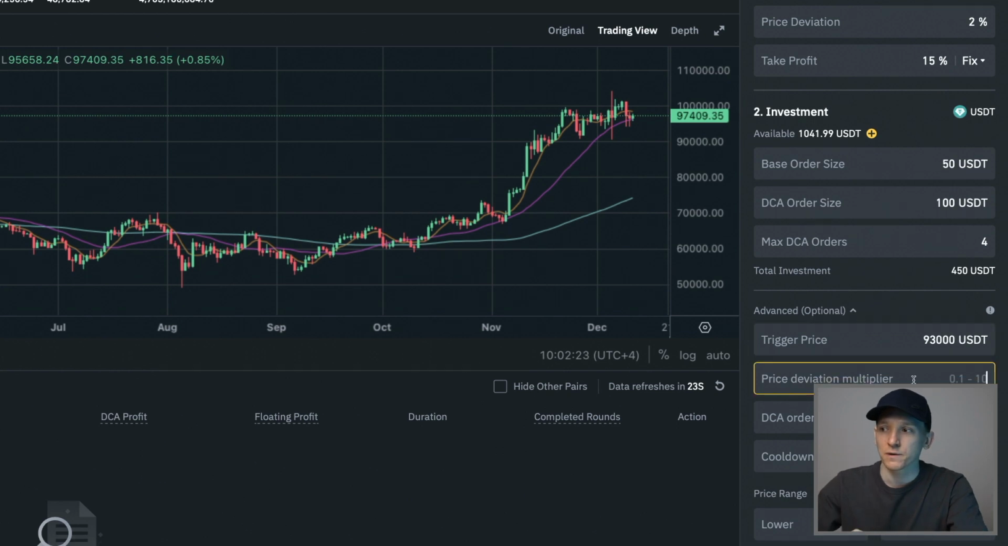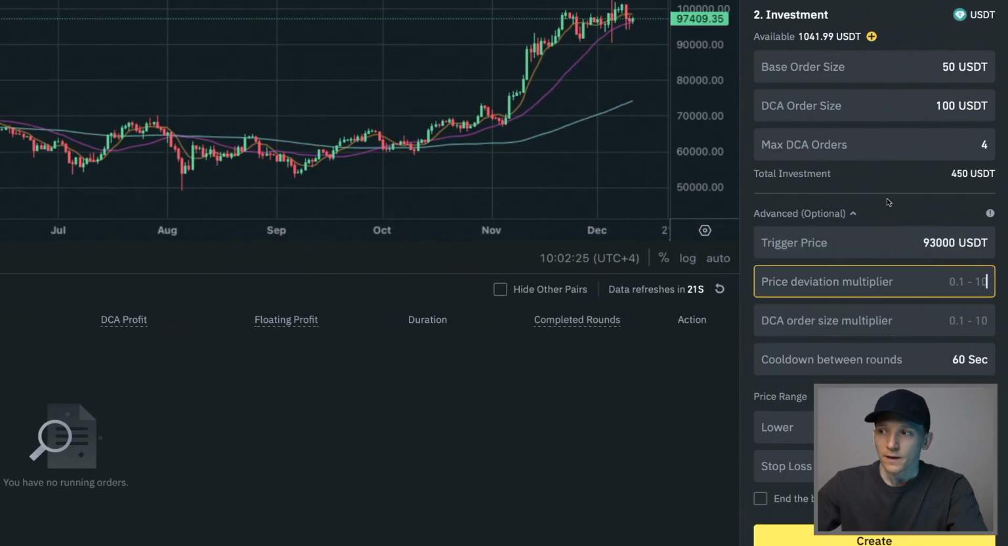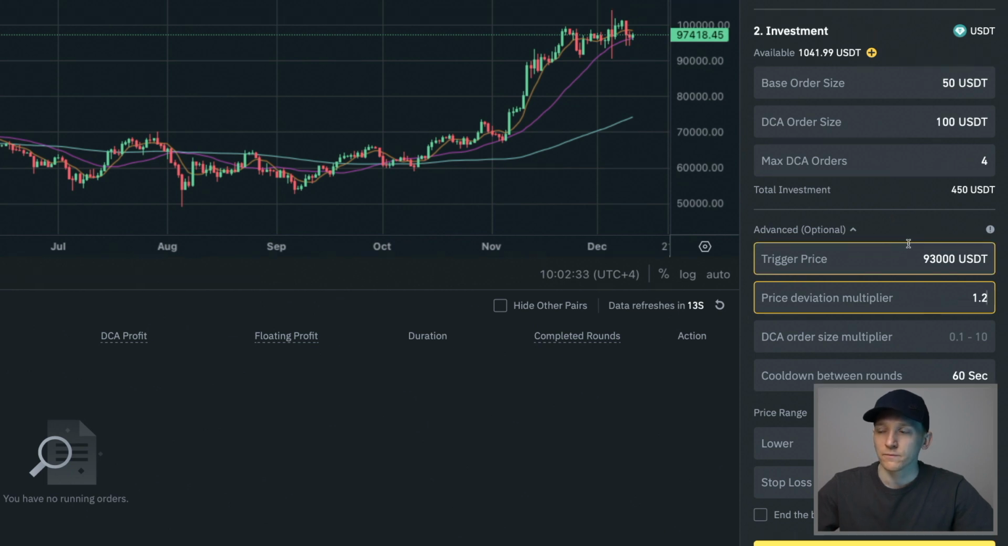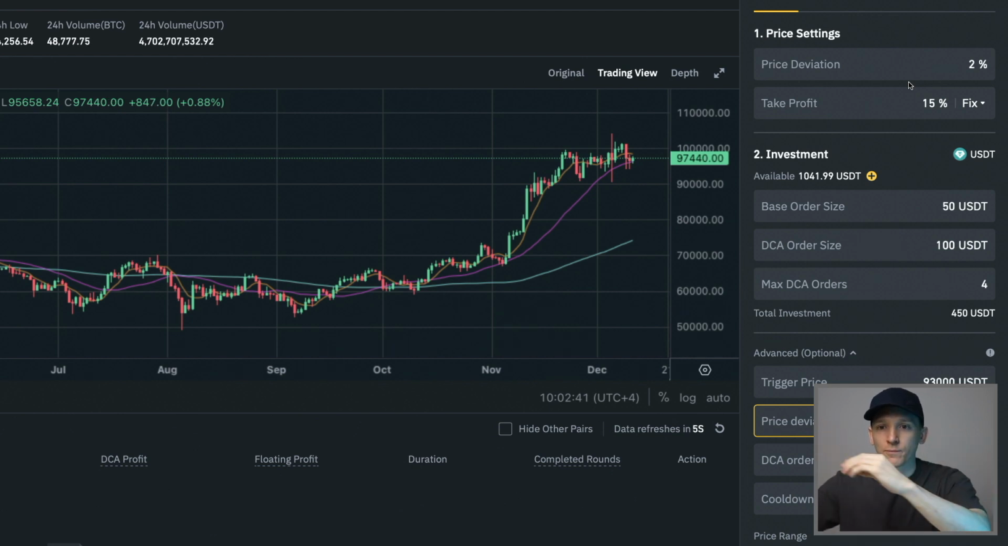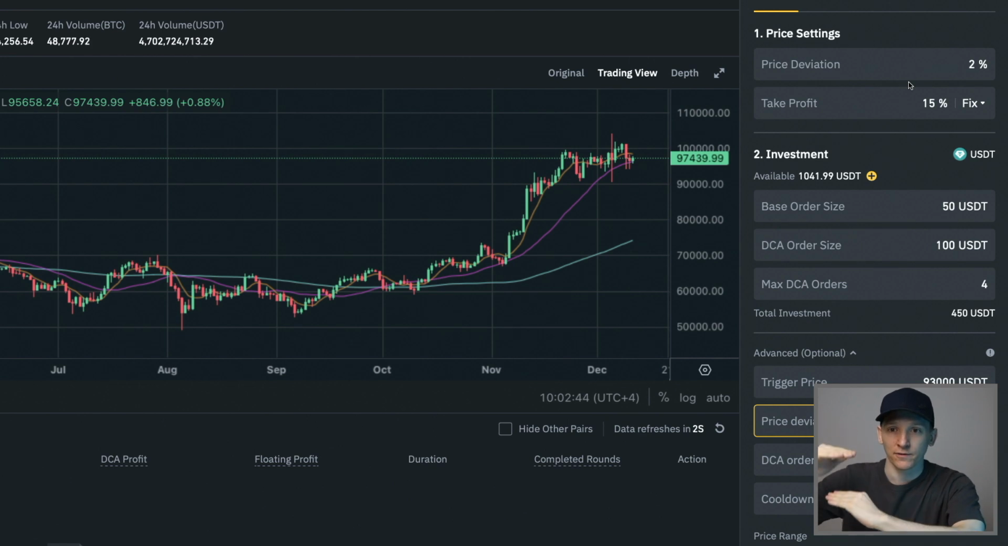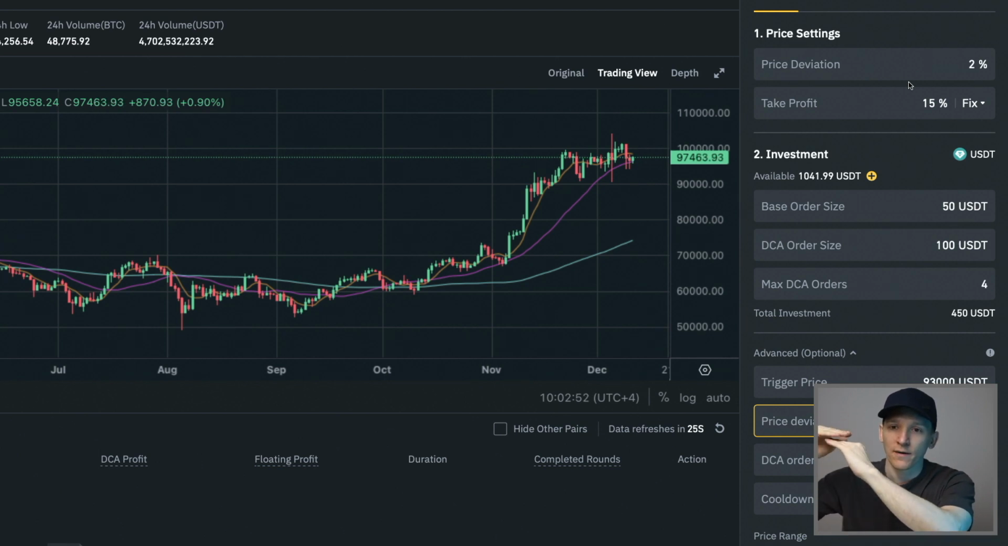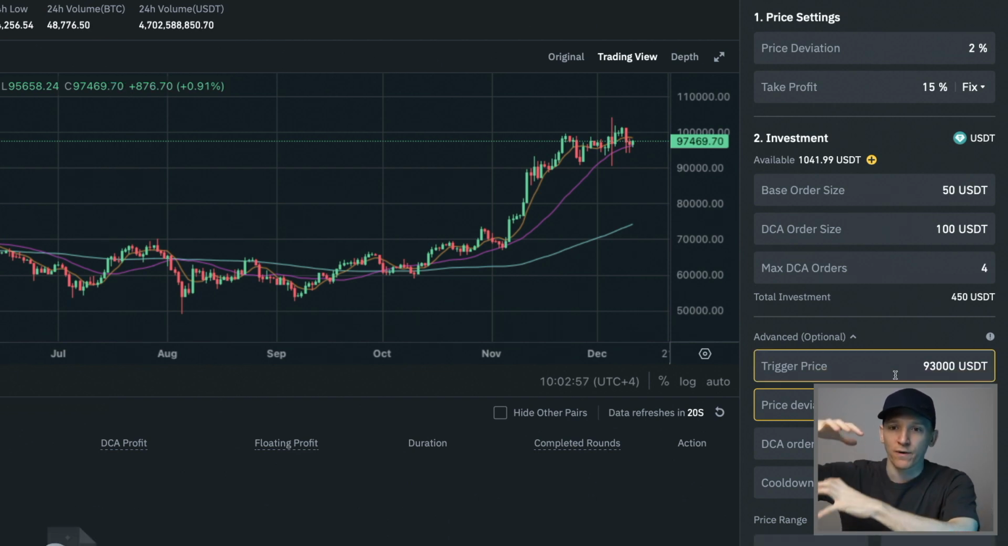But the price deviation multiplier, what I can do is multiply that percentage difference. So if I put in a price deviation multiplier of 1.2, what that's going to do is multiply the deviations by 1.2. So it's not 2%, it's 2% and then 2% times 1.2%. So the price deviation actually gets larger as you come down, right? So the last one would be not 2%, it's 2% times 1.2%, and then that times 1.2%. So it's actually more than just the 2. And that will spread out or widen the price deviations at which you trade.